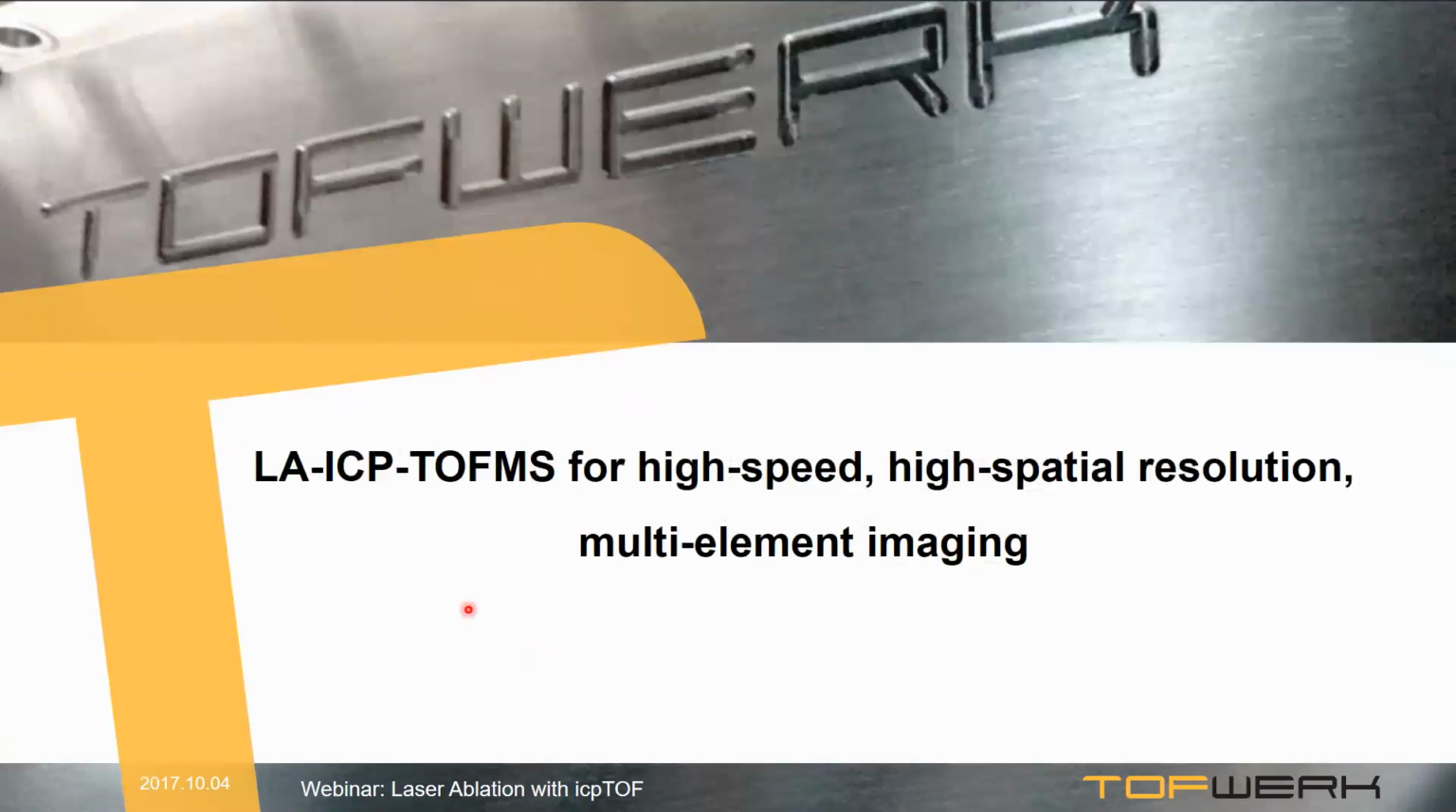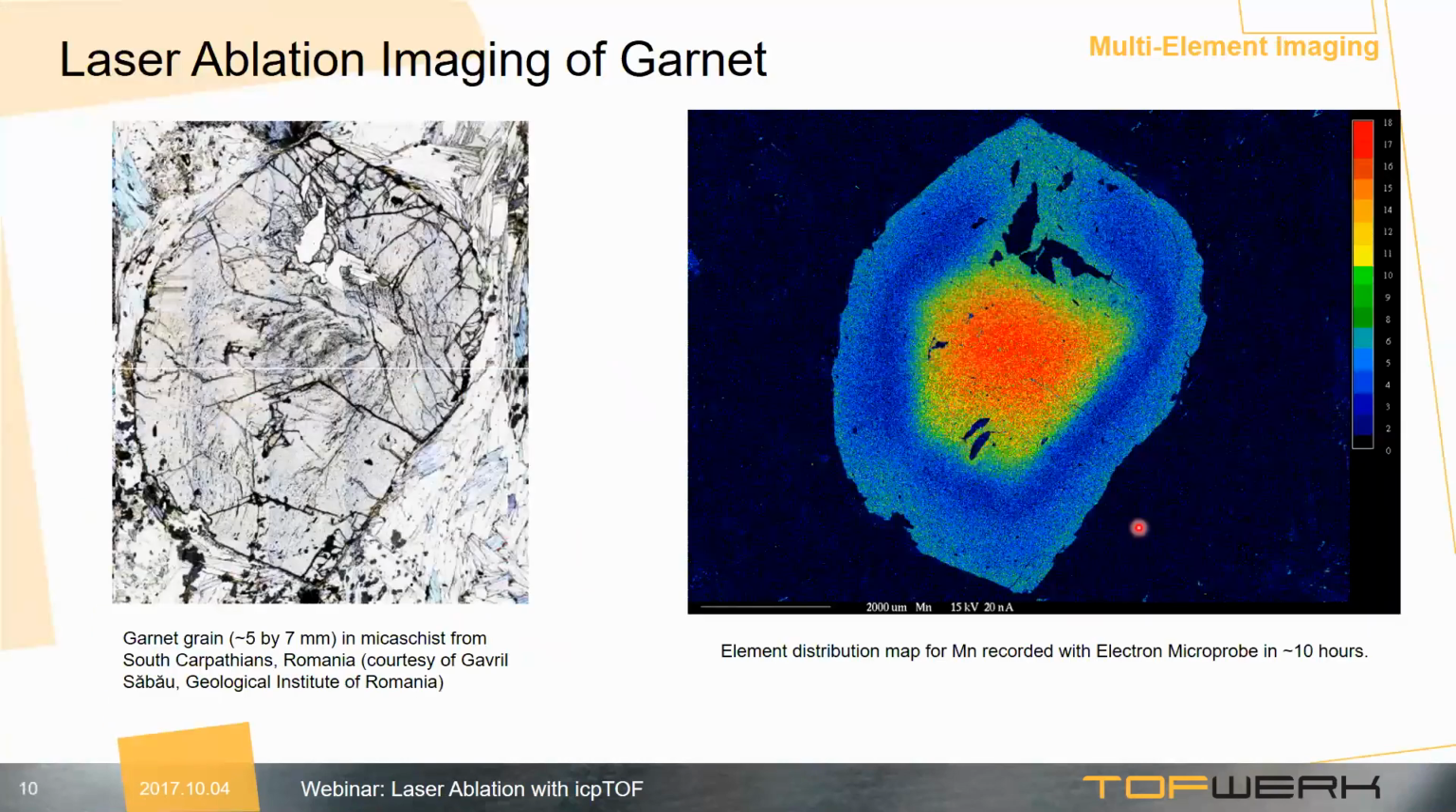All right, so that was it for the technical part. Now we'll talk about the first application example, which is high-speed, high-spatial resolution, multi-element imaging. As I said, this will be a geological example. Here we're looking at a garnet crystal, which was kindly provided by Gabriel Sabau at the Geological Institute of Romania. And this garnet grain is about 5 by 7 millimeters in size.